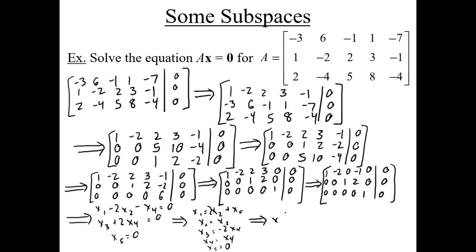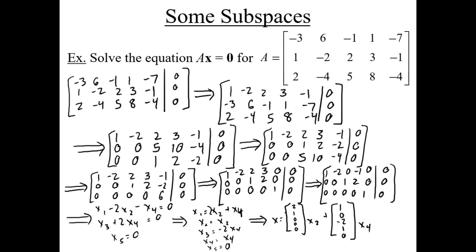Okay, so finally, my general solution is 2, 1, 0, 0, 0 times x2 plus, that should be a 4, 1, 0, -2, 1, 0 times x4. Okay, it got a little bit ugly there, I apologize. But basically, our solutions are the linear combination of these two vectors.